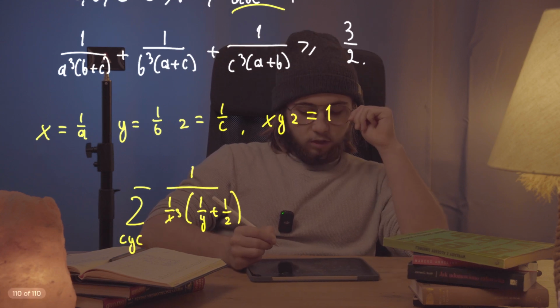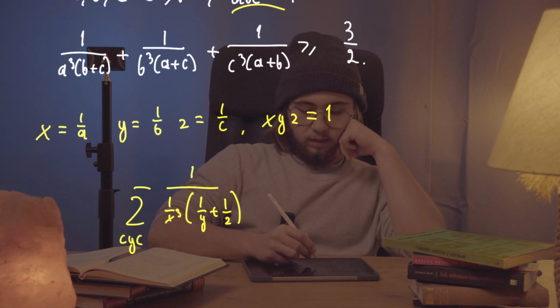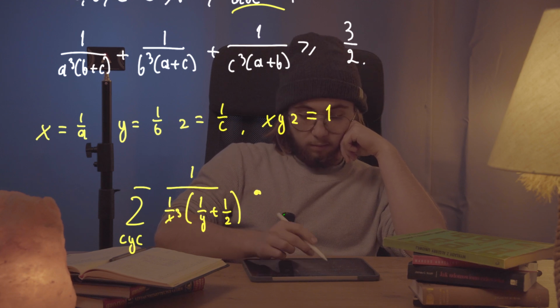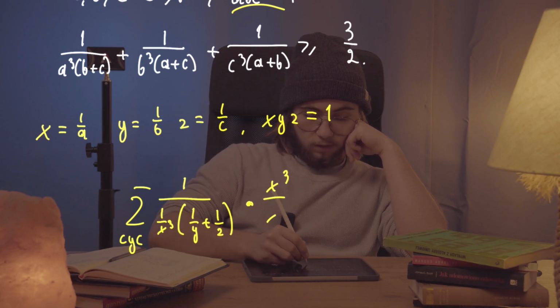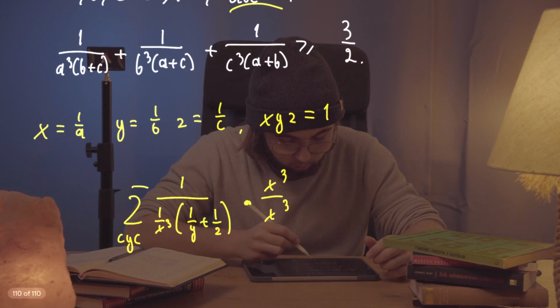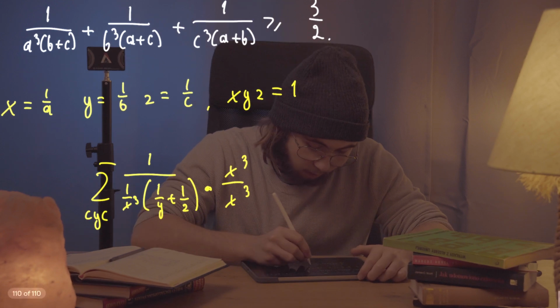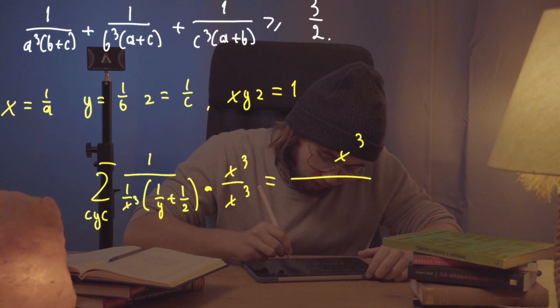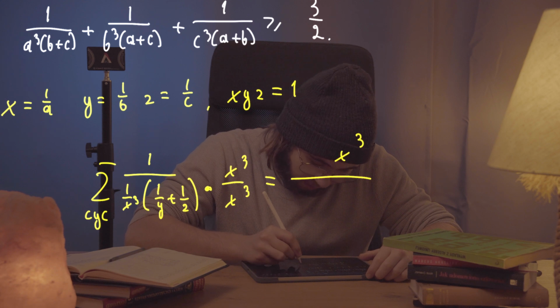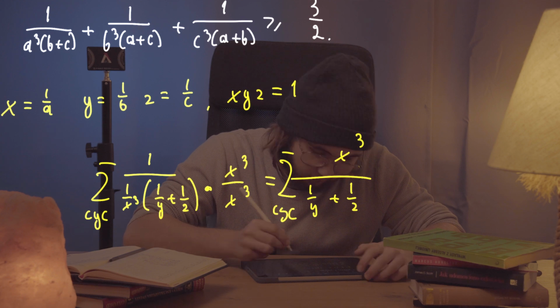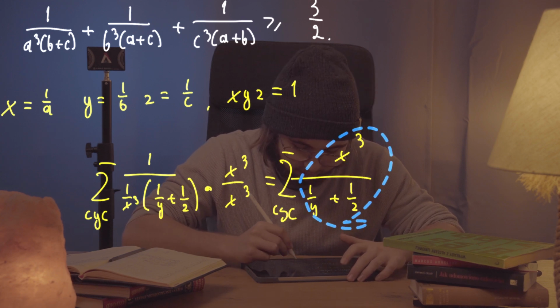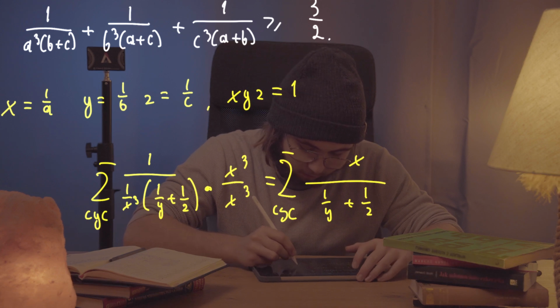So now what we can do is multiply the numerator and the denominator by an x to the power of 3, which would not change the value of this thing a bit. So let's go on and do this. By doing that, what we will arrive at is x cubed in the numerator and just, well, 1 over y plus 1 over z in the denominator. That's all in a cyclic sum, which I probably should have said earlier. Okay, but it's all in a cyclic sum right over here.